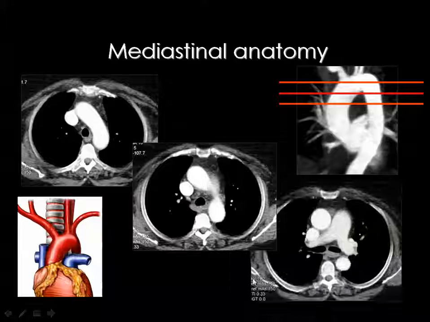Lower down, the arch of the aorta is separated into the ascending and descending aorta, and there is a space, and this space is for the pulmonary artery. And the pulmonary artery is like the inverted V. And you can see this is the main trunk, and this is the left main branch, and this is the right main branch. This is the ascending aorta and the superior vena cava, and this is the descending aorta.